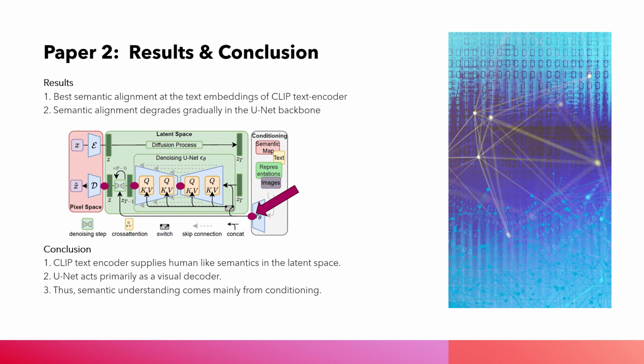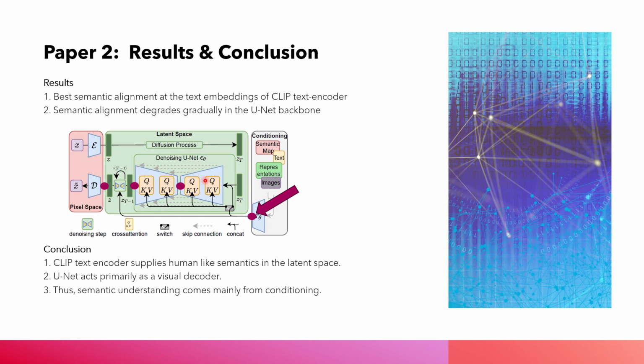This slide shows the results and conclusion of the paper. The result of the paper is that the best alignment occurs right after the encoding of the text prompt using the CLIP text encoder, which is this dot in the architecture. Furthermore, the semantic alignment degrades gradually the more iterations are performed on the UNet in the denoising stage.